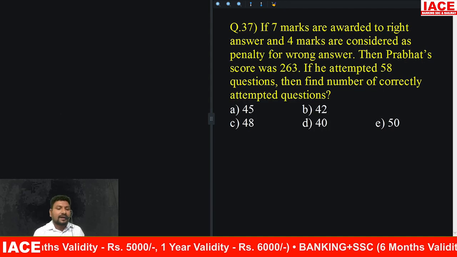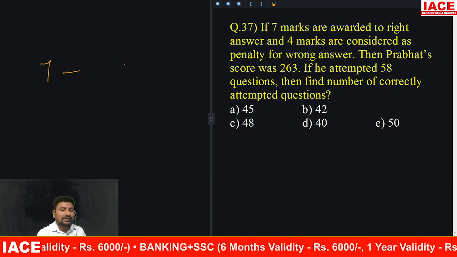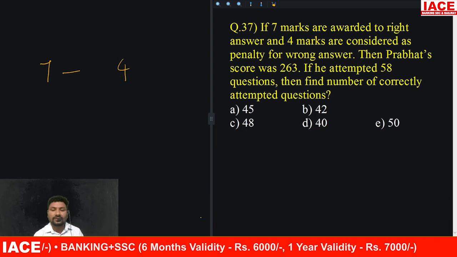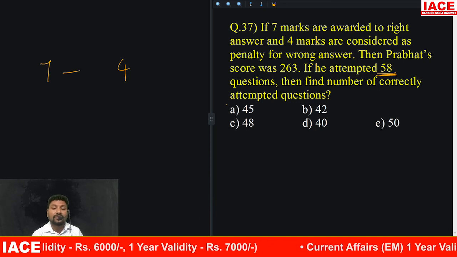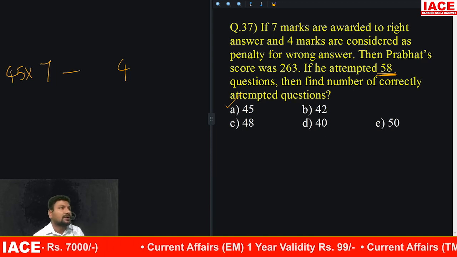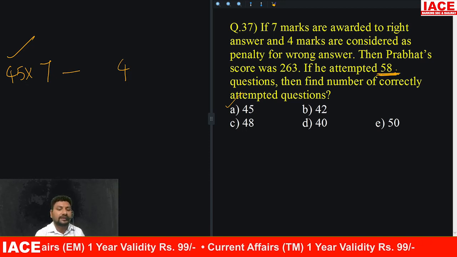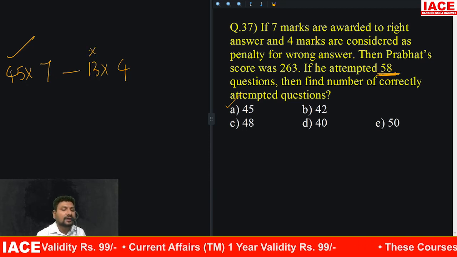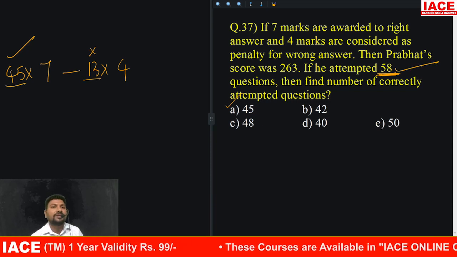Question. Each correct question gets 7 marks. Each wrong question gets 4 marks negative. Okay. Total number of questions is how much? 58. Go with the options. 45 questions are correct. If 45 questions are correct, the wrong questions are how much out of 58? Wrong questions are 13. 45 plus 13 is equal to how many questions?